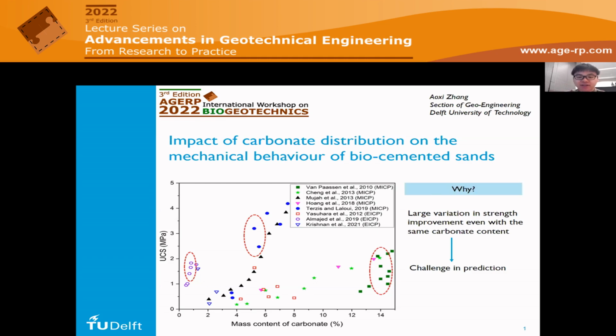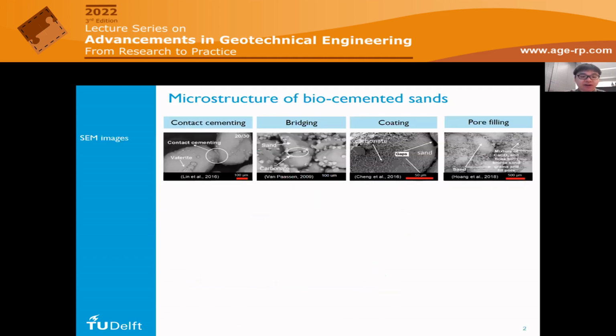So why is there such large variation? Let's go inside to have a look at the microstructure of biocemented sands to see whether we can find some useful information. From the experimental studies, we can basically find 4 typical microstructures in terms of the carbonate distribution.